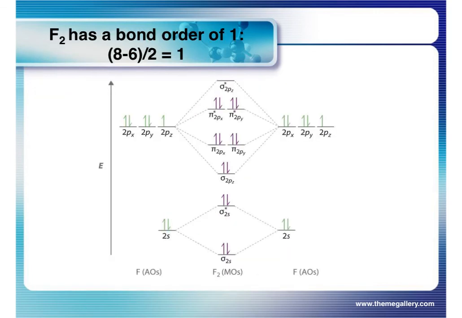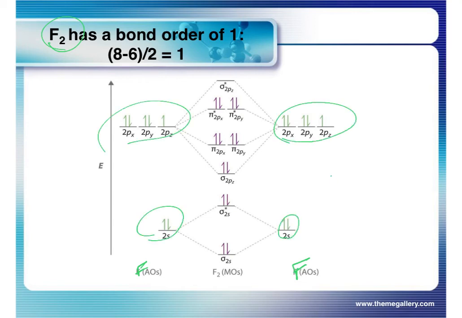Alrighty, just another quick example. We want to demonstrate that fluorine can make a bond with another fluorine. Each fluorine has 7 valence electrons, so we have a total of 14 valence electrons to place in the middle. So 2, 4, 6, 8, 10, 12, 14. Okay, so what would the bond order be?